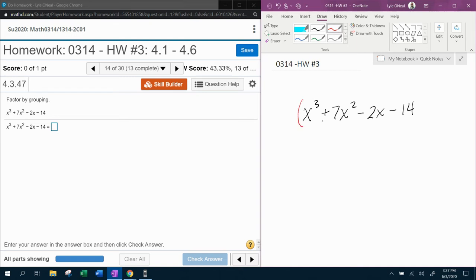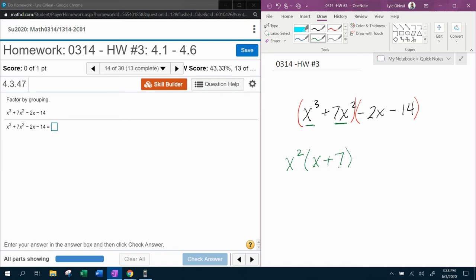So the way that we group, we're going to group the first 2 together, and we're going to group the last 2 together. And then we're going to ask ourselves, what can I factor out of the first group? What do these first 2 terms have in common? Well, they have an x squared in common. If I take out the x squared, that's going to leave me with x plus 7.